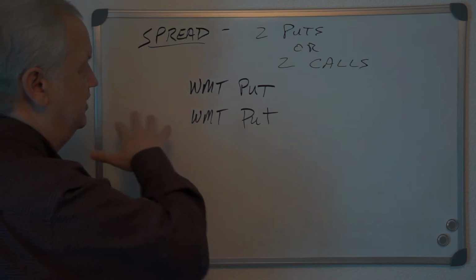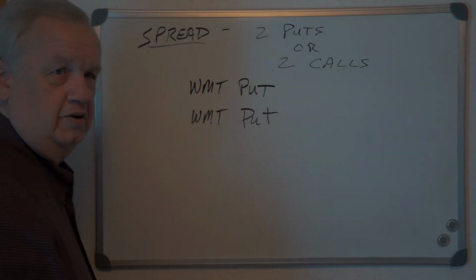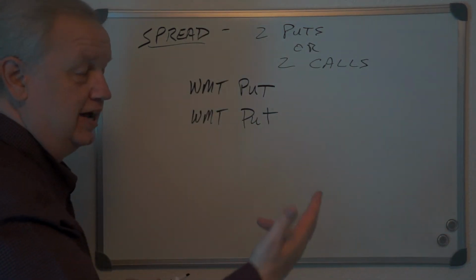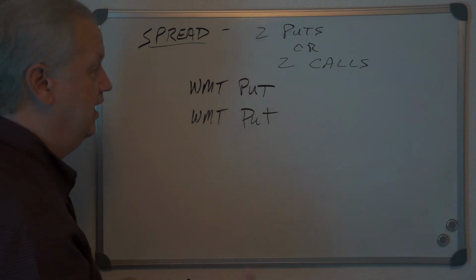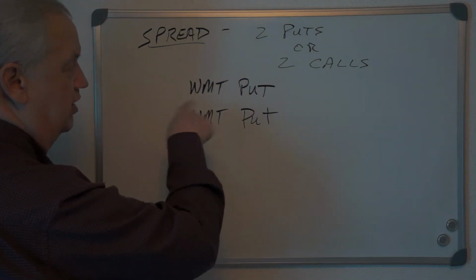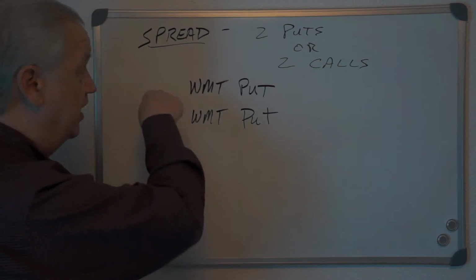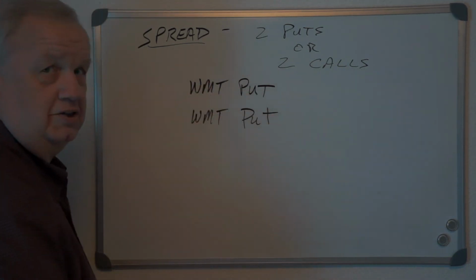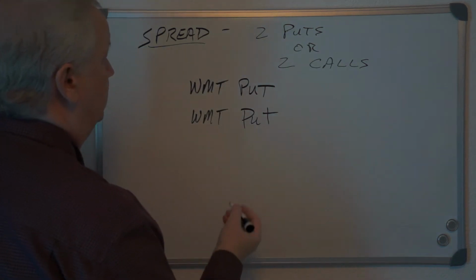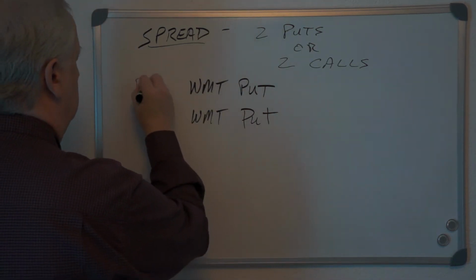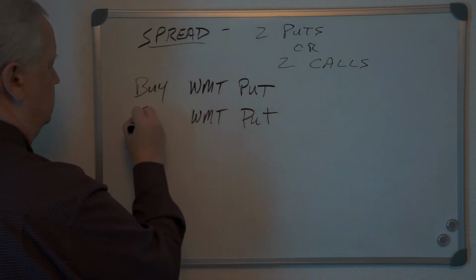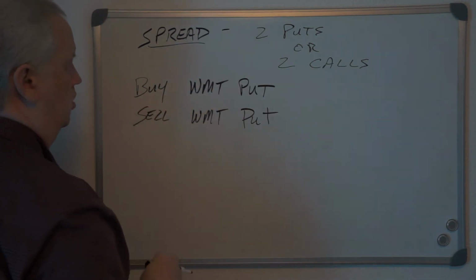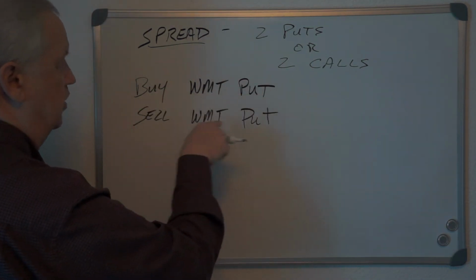They want you to identify everything. Is it vertical, horizontal, diagonal? Is it a credit or debit? And many times when they do that and they try to trick you, they got everything else right. So just look and make sure that these two are right. Okay? So what are we going to do? We're buying and we're selling. We're going to buy a Walmart put and we're going to sell a Walmart put.